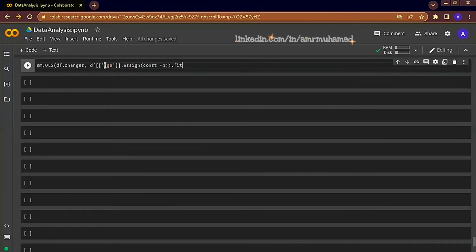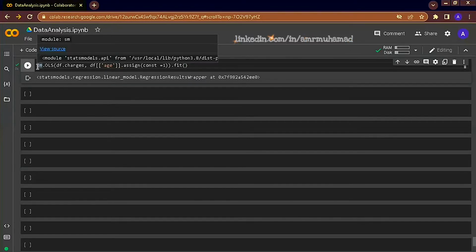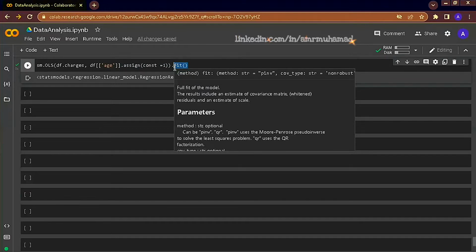So what's happening here? We are instantiating a model using sm.ols, and we are passing the dependent variable being charge and the independent variable being age. In this case we are using only one feature, and adding a constant. Adding a constant facilitates the calculation, and we will see how this actually helps. Then .fit, and we said that .fit is where the calculation happens and the coefficients, or the estimates, are calculated. Fit is when the function is being generated or estimated.